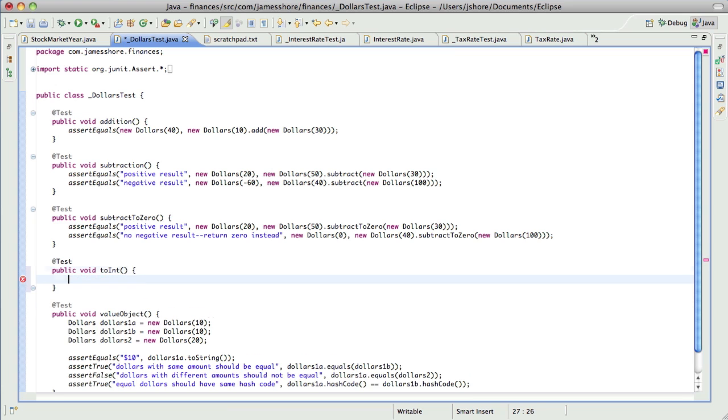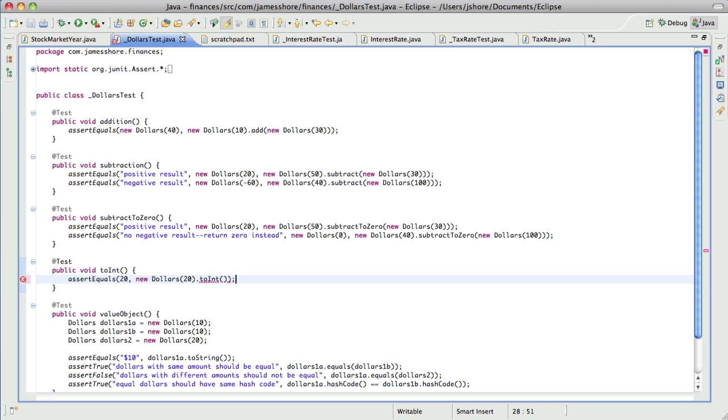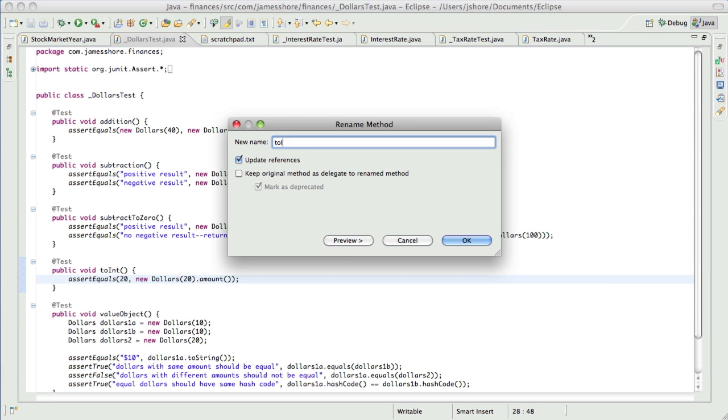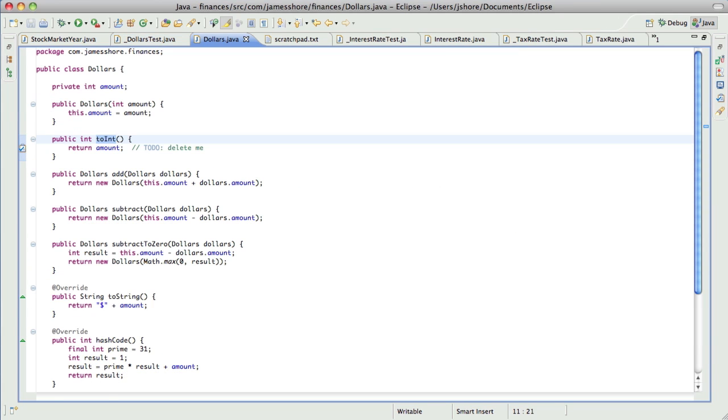I'm going to call that toInt instead of amount to really emphasize that it's a data conversion. And of course that is amount. Now I expect that to pass. Yeah. Now we'll rename that. And not delete it.